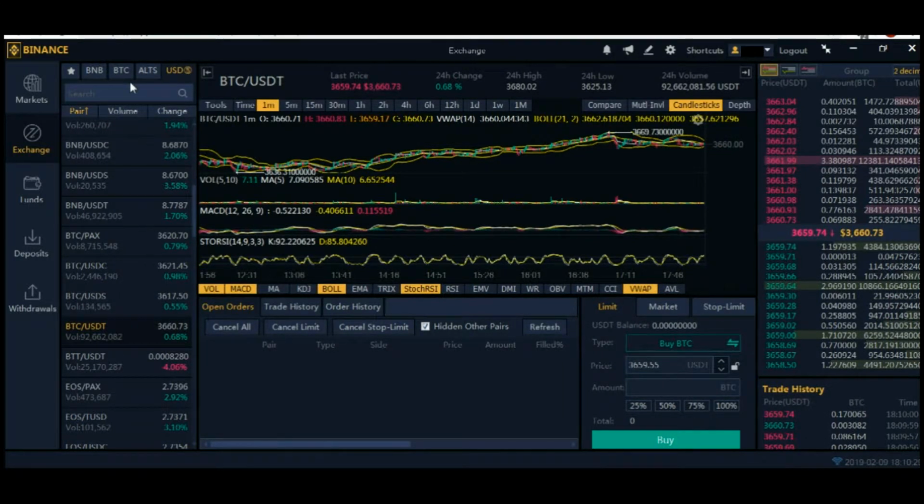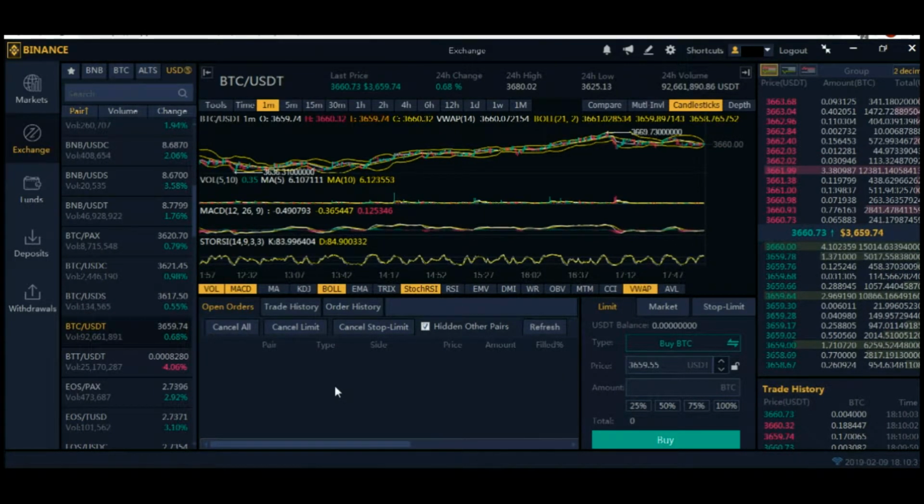Every time you're comparing one coin to another, it's called a market. And the entirety of what you can trade on the website would be considered the marketplace. So right now I'm set up USDS.